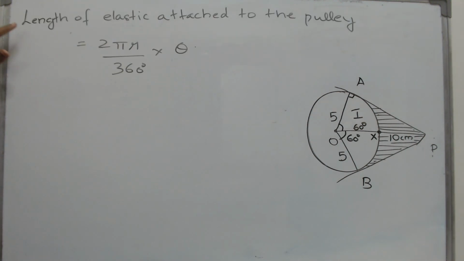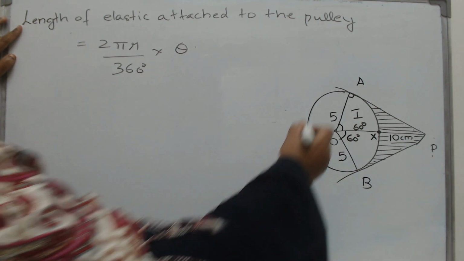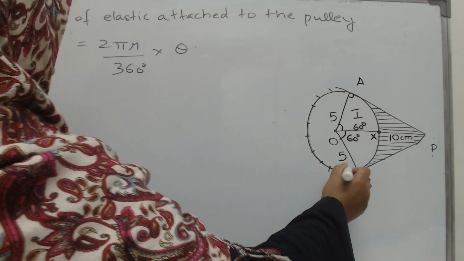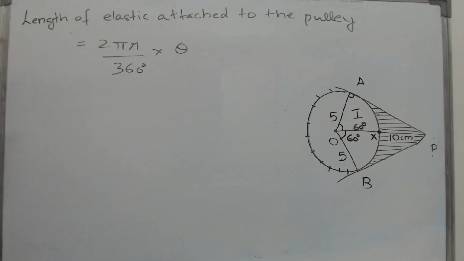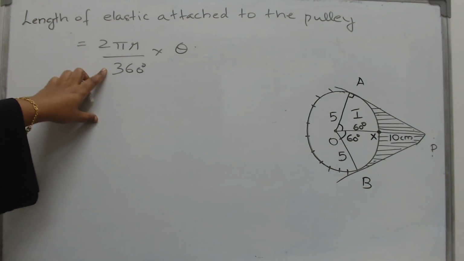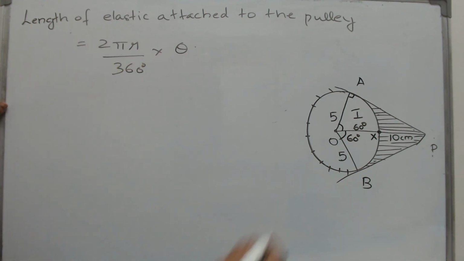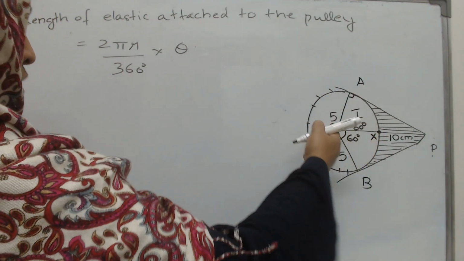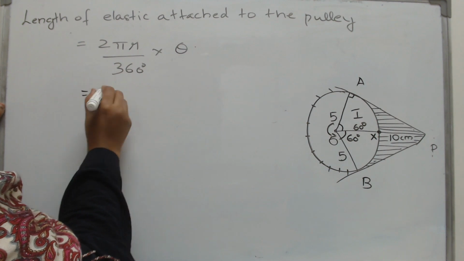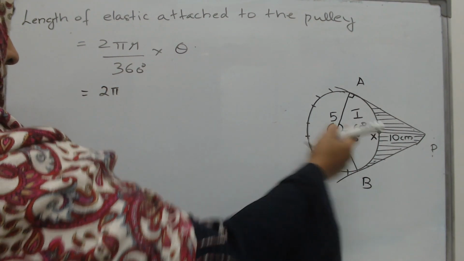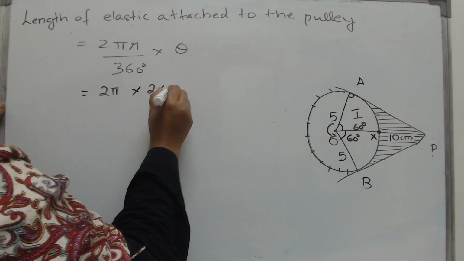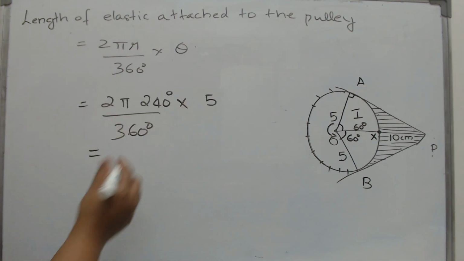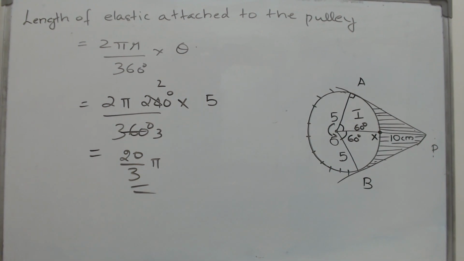Now we also have to find the length of the elastic still attached to the pulley, or in other words, we have to find this length. Now what is the formula for that? It is 2 pi r by 360 into theta, where theta is the angle that it makes, that is this angle, not this one, not 120, but this angle. What is it? It is 360 minus 120, which is 240 by 360. And what is r? R is 5, and this is the answer that we are looking for.